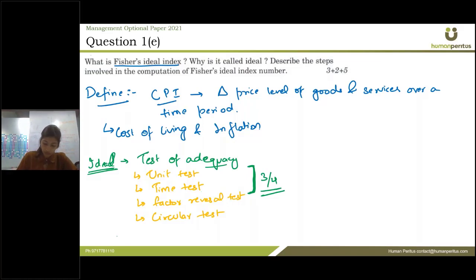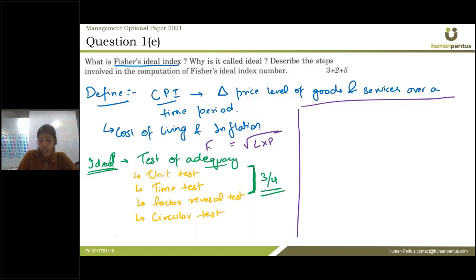Okay, now the third part. Third part is, describe the steps involved in computation of Fisher's ideal index. One more thing in the definition, you can also give the formula. The formula for Fisher's ideal index is the geometric mean of Laspeyres and Paasche index. Right? This is the formula for Fisher's ideal index.